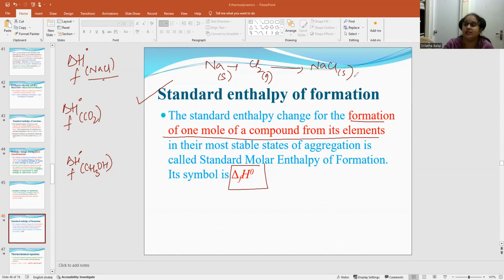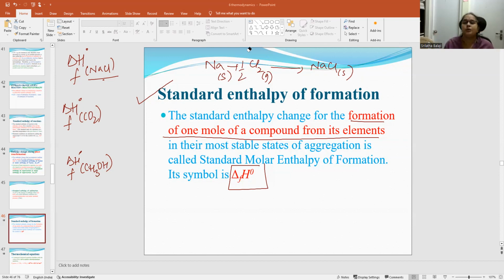It is a stoichiometric equation, but you have to specifically balance according to 1 mole of NaCl. So, if I want 1 mole of NaCl, how should I balance? How many sodiums should be there on the left side? 1. How many chlorines should be available? Half. Exactly. Half of Cl2. That will make 1 atom of chlorine. So, I'll balance it as Na plus half Cl2 giving NaCl.